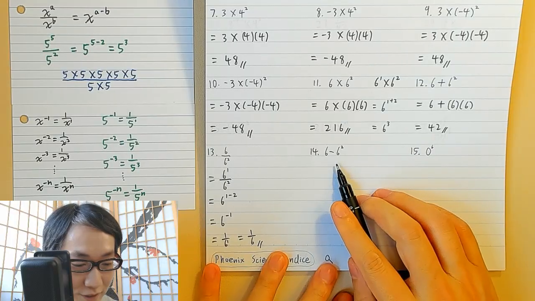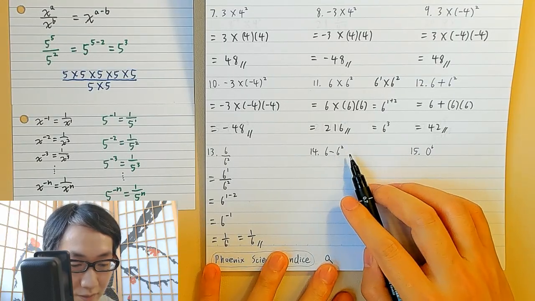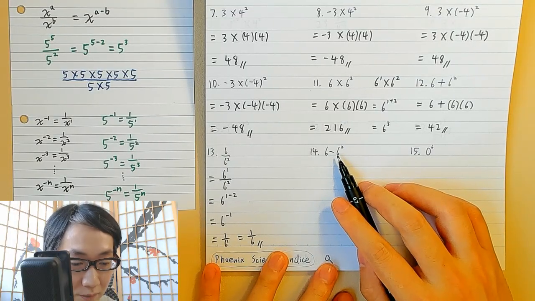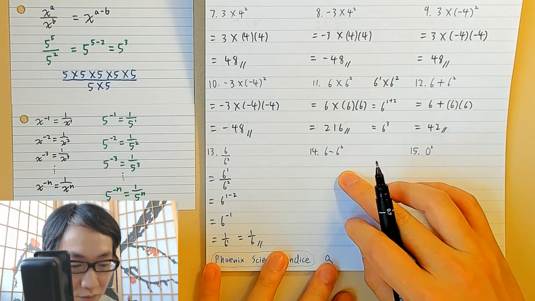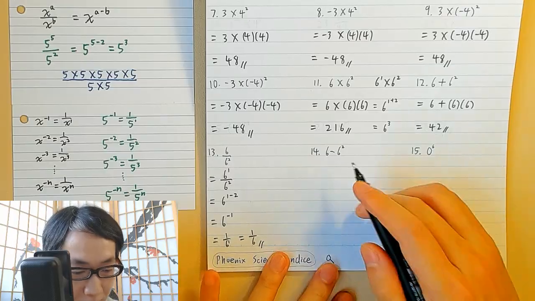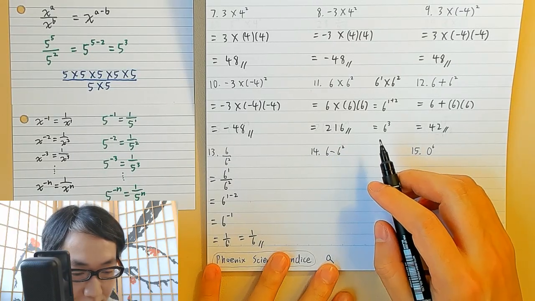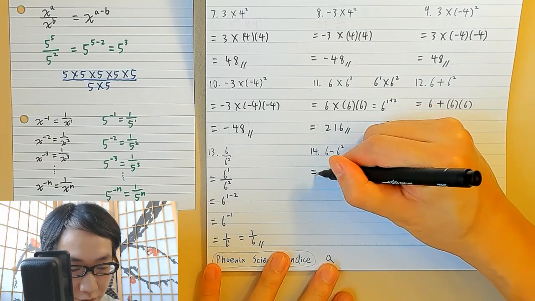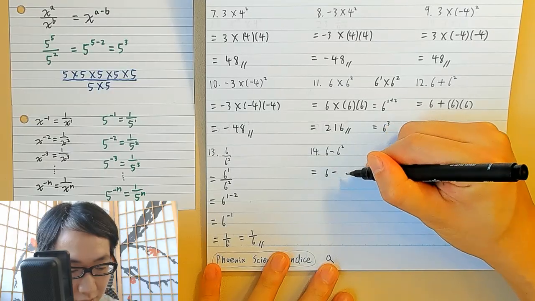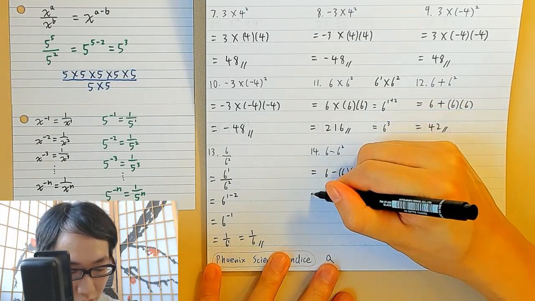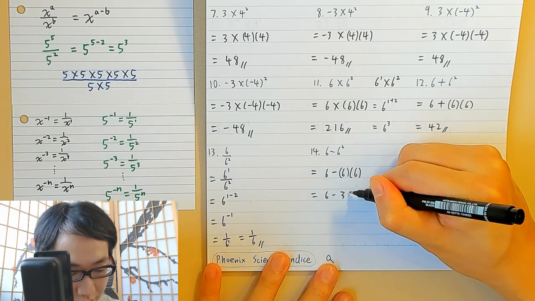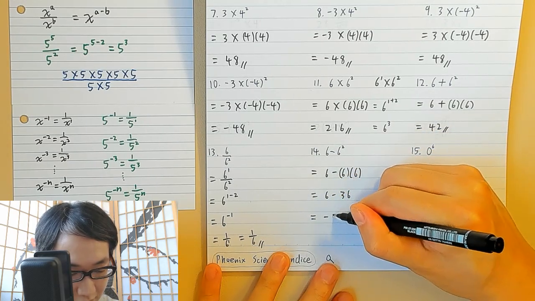So number 14, 6 minus 6 squared. So actually if we have talked about factorization, we can use factorization. However, we haven't talked about that yet. We'll talk about that later. So let's do it the normal way. So equals to 6 minus 6 squared, so equals to 6 minus 36, which is equals to negative 30.